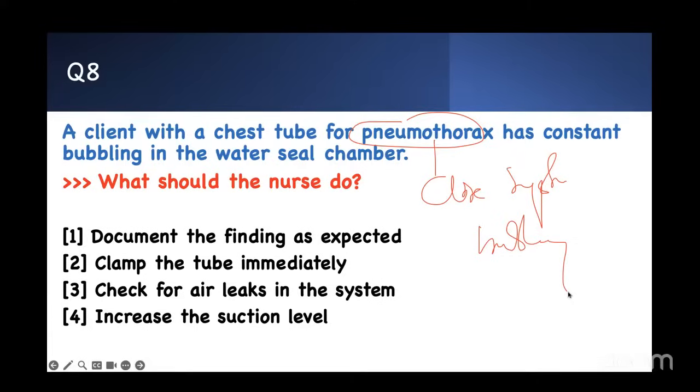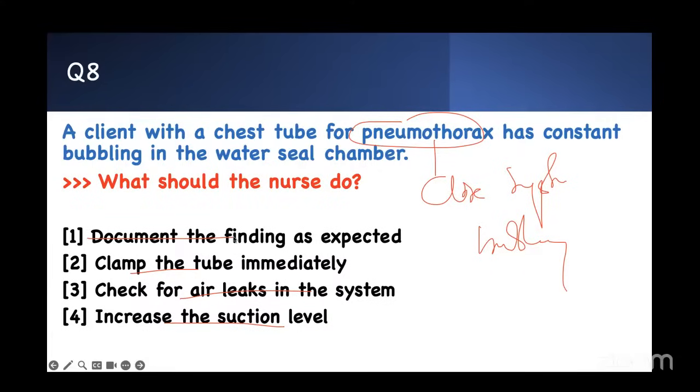I say you need some content. You got to know it. Then you got to use your buzzword and some common sense. Something is wrong. That's why there's bubbling in the chamber. Look at it. One is to increase the suction level. One says check for an air leak. One says clamp the tube. One says document the finding. What would you do? I know you know chest tubes.